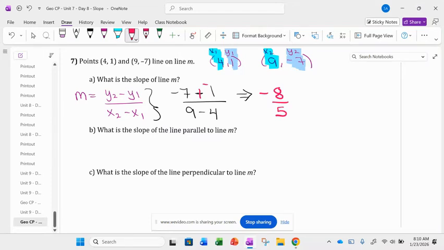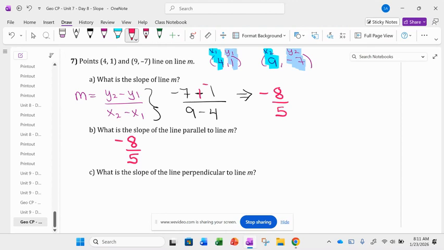What will be the slope of a line parallel to line M? We have to remember, parallel lines, what's the relationship between their slopes? They are the same. All right, so what is the slope of the line parallel to line M? -8 over 5.